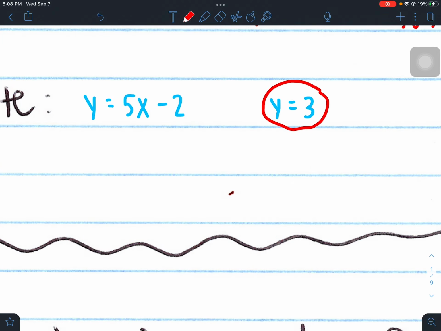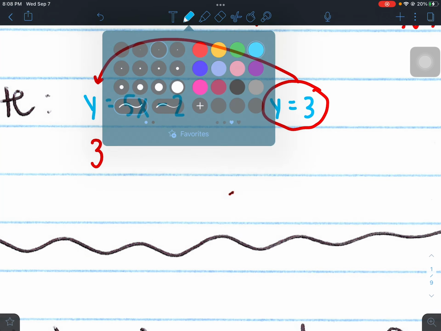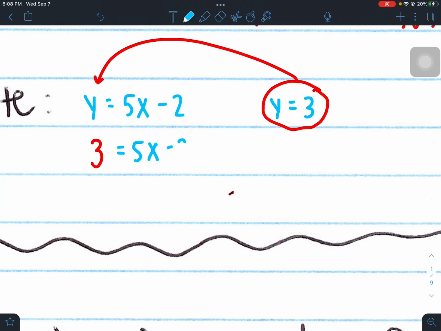Well, I know that y equals 3. So what could I possibly do with the number 3? Where could I possibly plug that into the function? Well, I could plug in 3 for my y value. Why wouldn't I plug it in for the x value? Well, because it says y equals 3. It doesn't say x equals 3. So then I have 3 equals 5x minus 2. So I'm plugging it in for my y value.